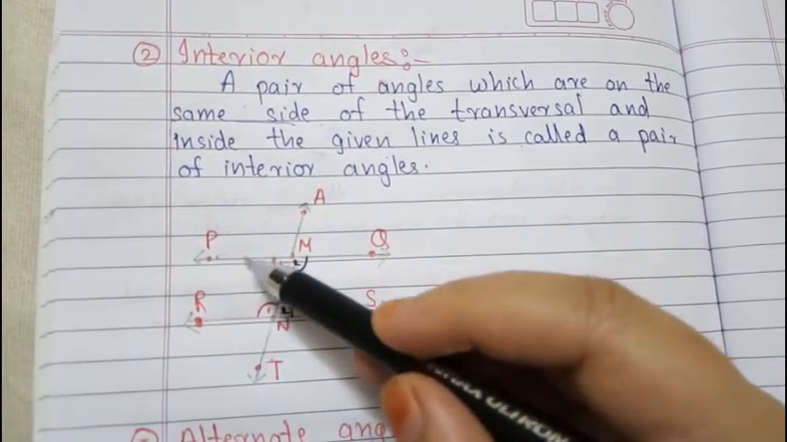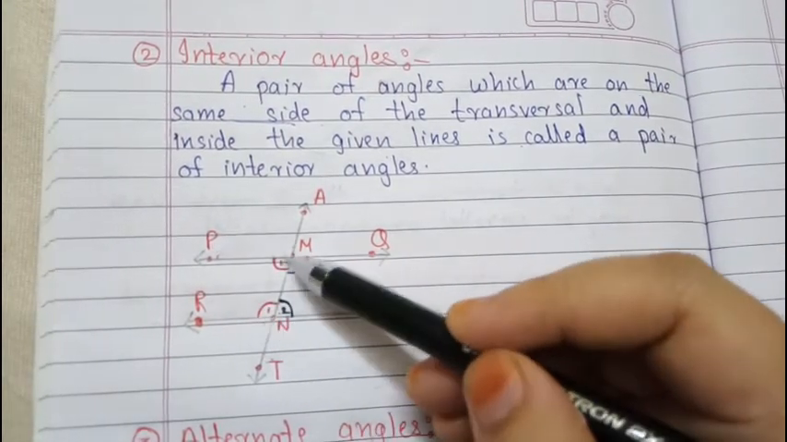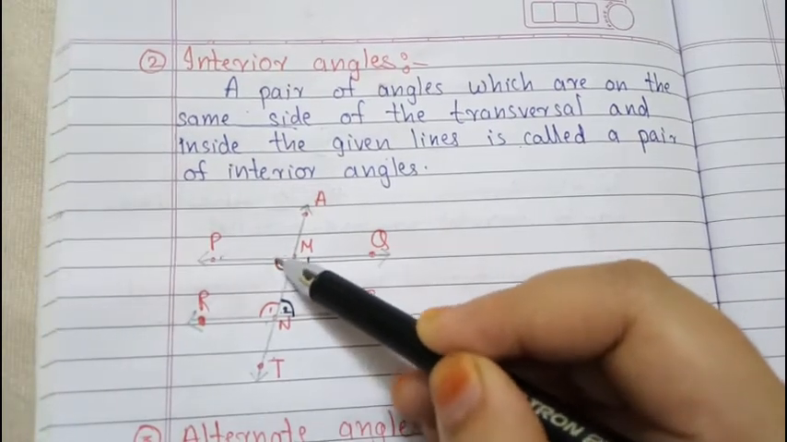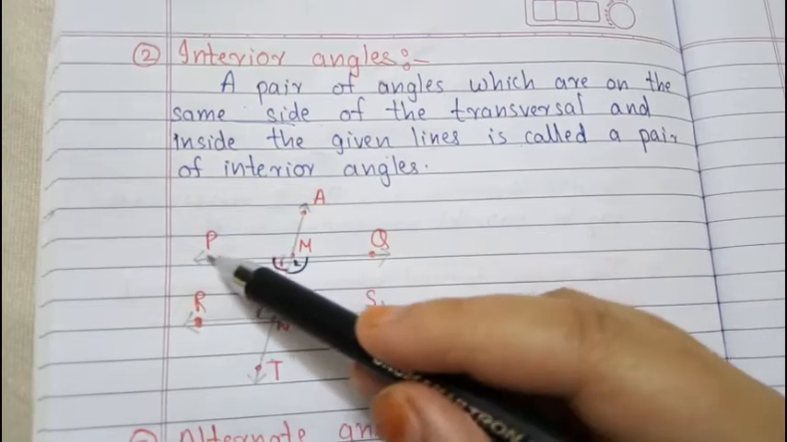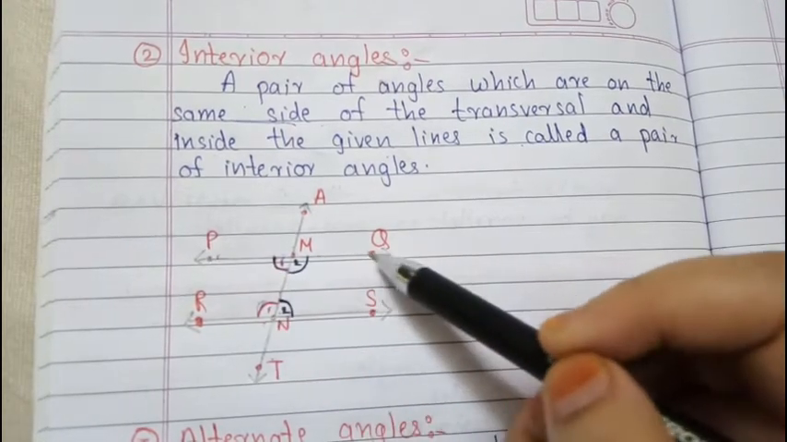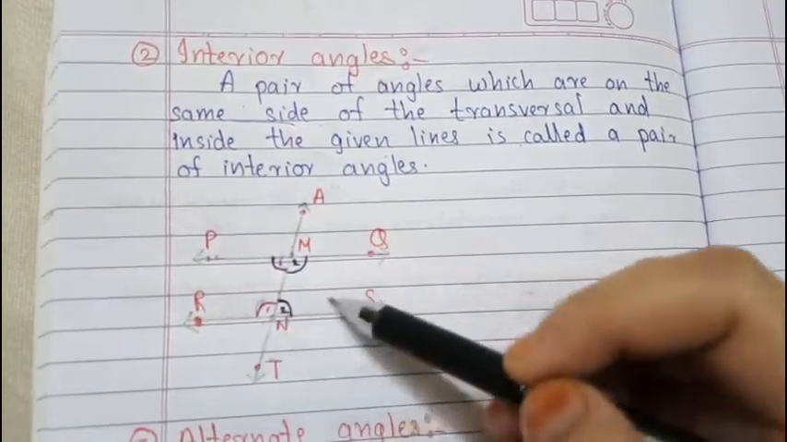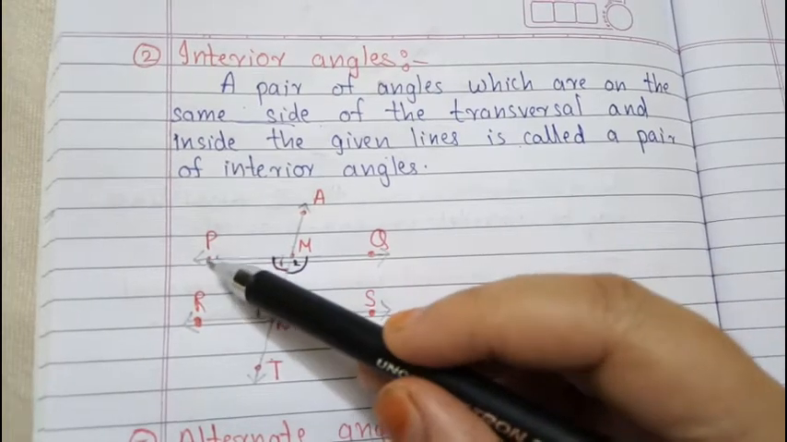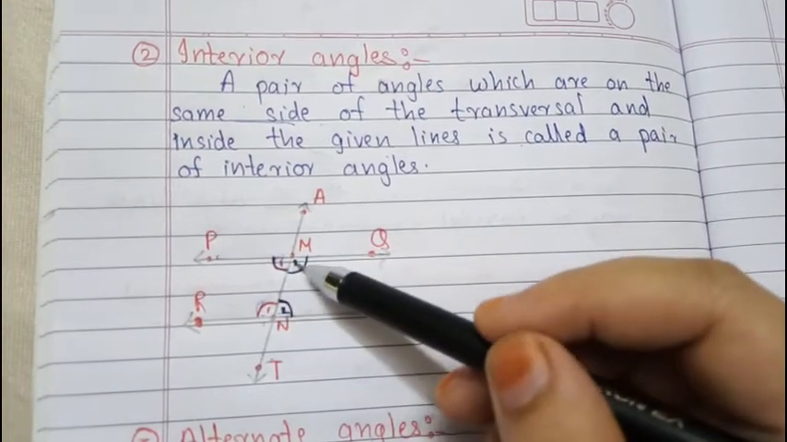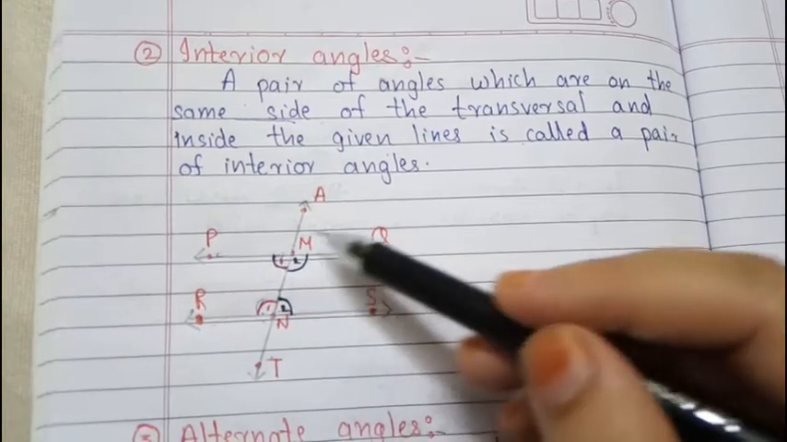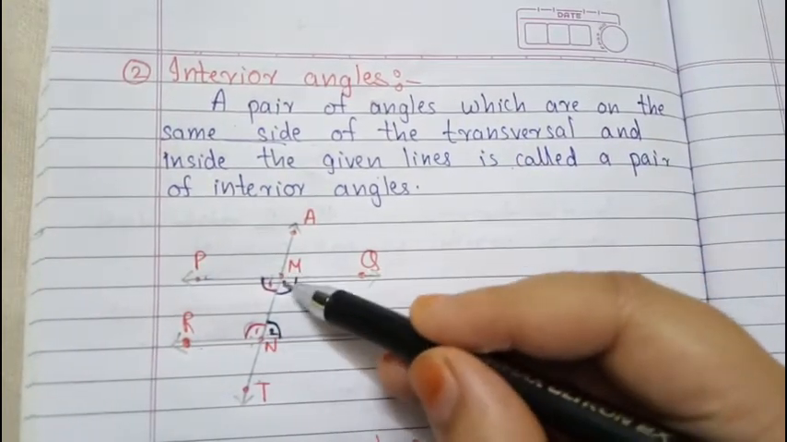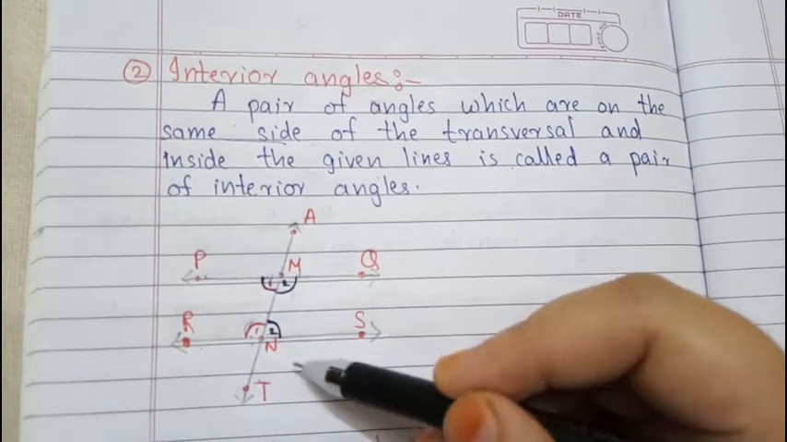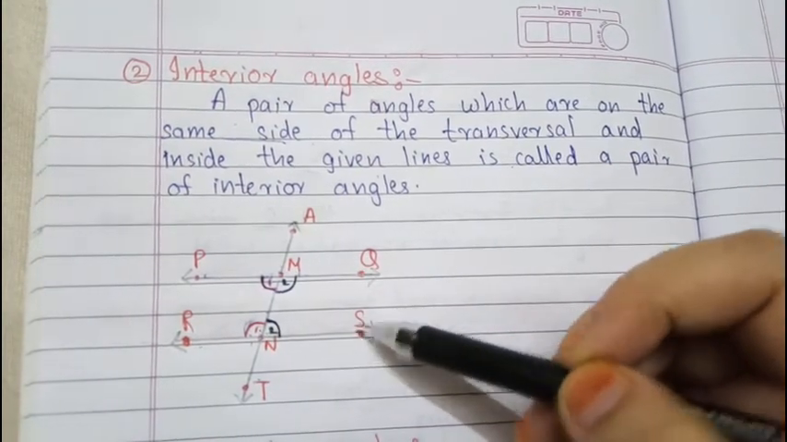Like here you can see PMN. Here I have made an angle first and here first. So inside angles means the angles should be between and inside these two lines. So the inside angle PMN will be congruent to MNR, right? And on the right hand side we have angle QMN. This is an inside angle, which will be congruent to MNS.